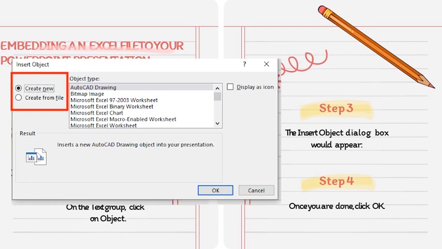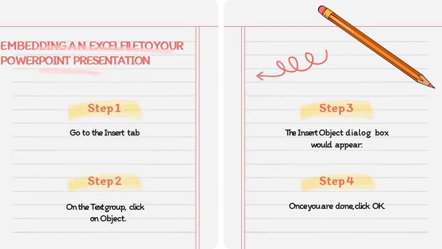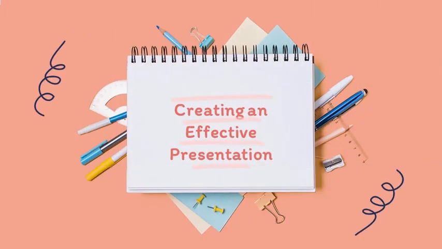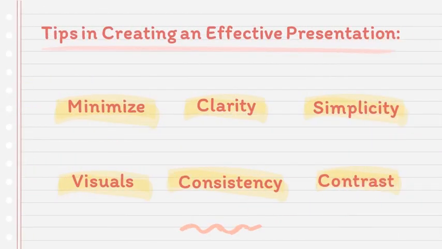After doing the 3 steps, let's move on to Step 4, and once you're done, just click the OK button. Now let's move on to creating an effective presentation. We will be discussing 6 tips in creating an effective presentation. We have minimize, clarity, simplicity, visuals, consistency, and contrast.